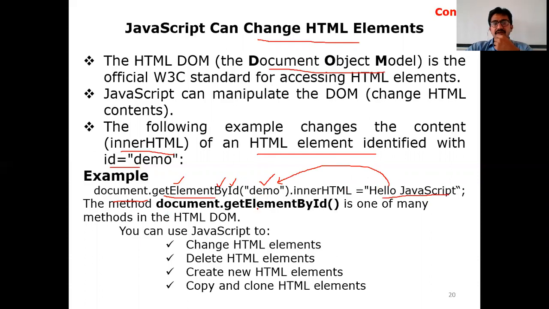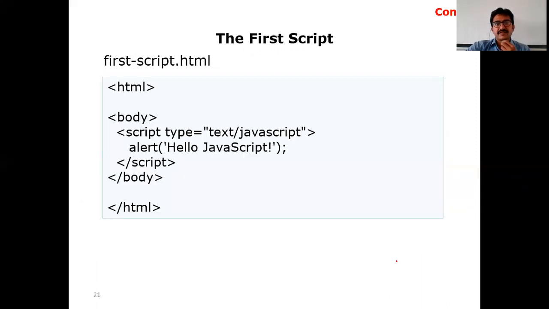Now, the method document dot getElementById is one of many methods in the HTML DOM. What we can do in JavaScript is change the HTML elements, delete the HTML elements, create new HTML elements, and copy and clone the HTML elements. These are some of the features we can do with the help of JavaScript to change HTML elements. Let me see one small example here in JavaScript. Here is a script type equal to.